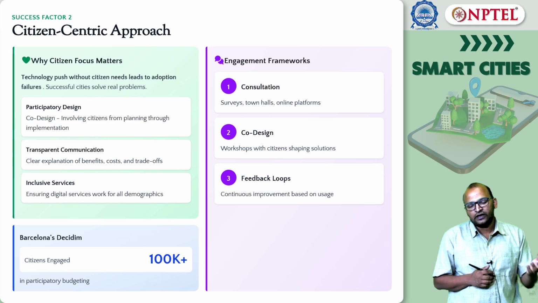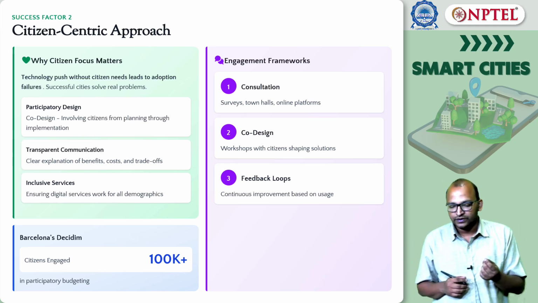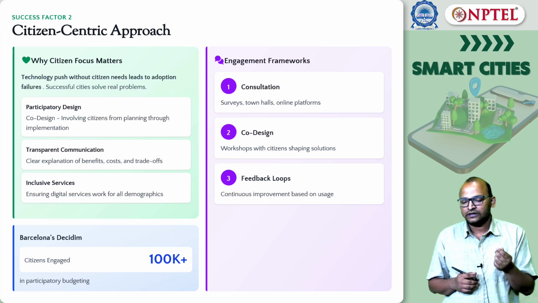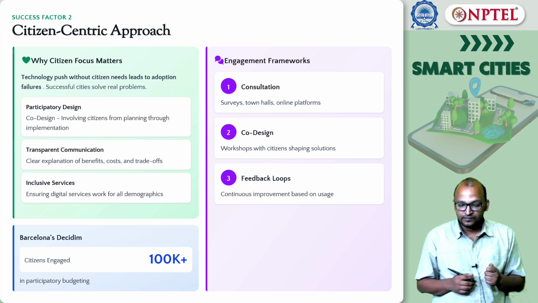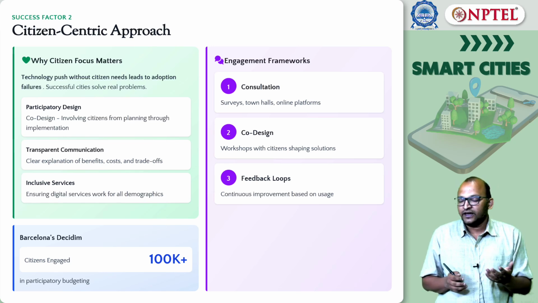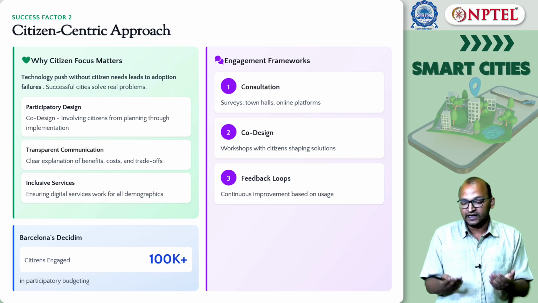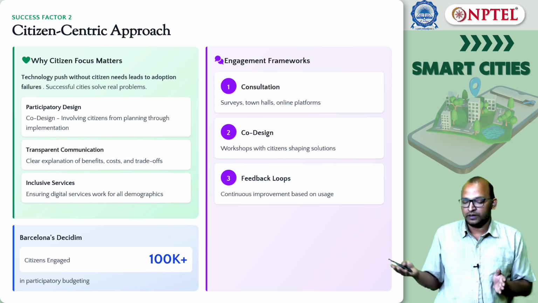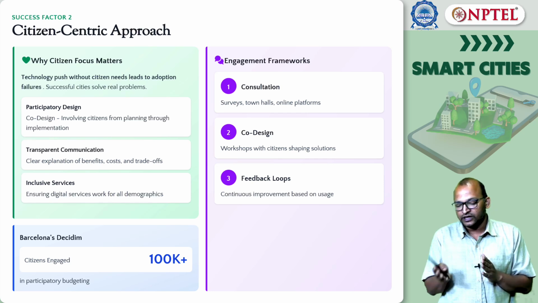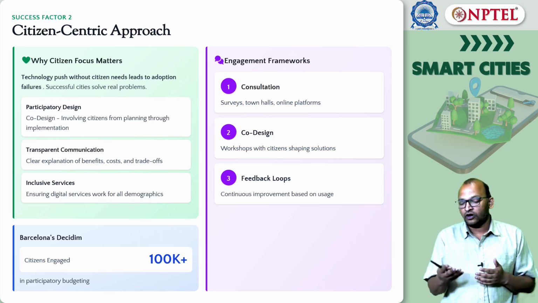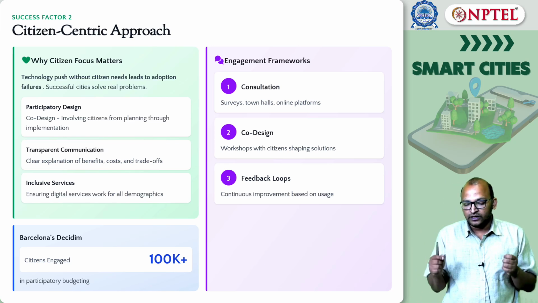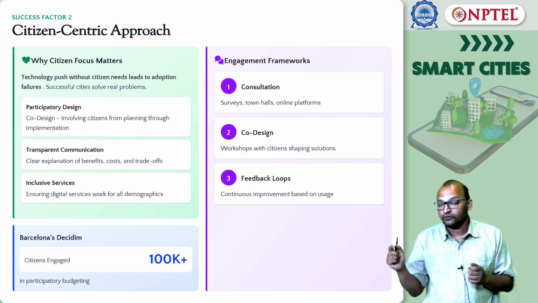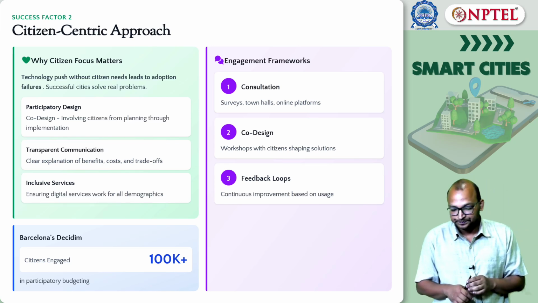The second success factor we can draw is the citizen-centric approach. Technology push without citizen needs leads to adoption failure. Successful cities solve real problems. There should be participatory design, that means citizens or users should be co-designers from planning to implementation. There should be transparent communication, with clear explanation of benefits, costs and trade-offs to citizens. And there should be inclusive services which ensure digital services work for all demographics, not for any particular type of people.